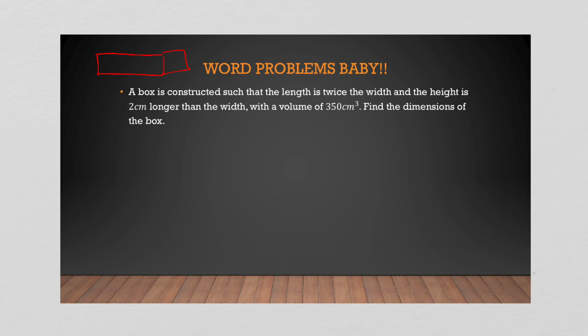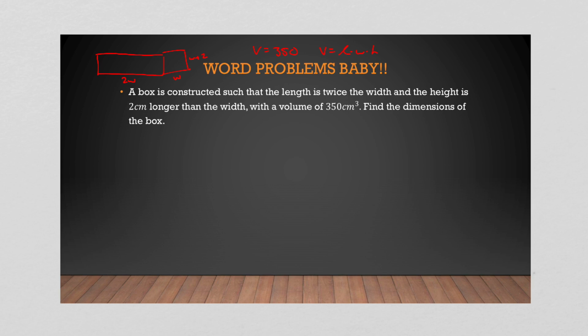okay, everything's given with respect to the width. So the width is the width, the length is 2 times the width, and the height is 2 centimeters more than the width. So those are your 3 dimensions, and they're given with respect to width. The volume you're given is 350. And remember, the volume is length times width times height.